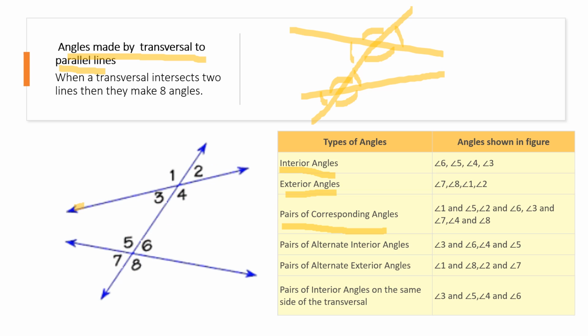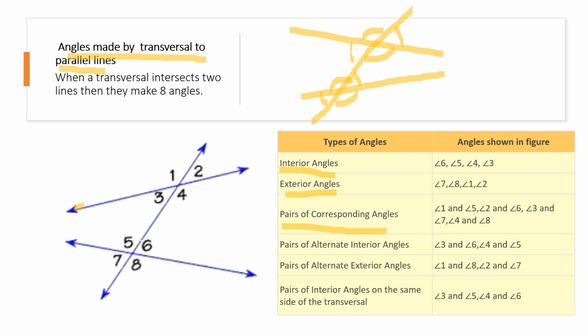Clear? Alternate means they will form a cross pattern. Like I am saying 3 and 6: they are inside and they are alternate. One is on one side and the other is on the other side. So 3 and 6 are interior, 4 and 5 are interior, interior alternate. Same way exterior alternate are 1 and 8 and 2 and 7.